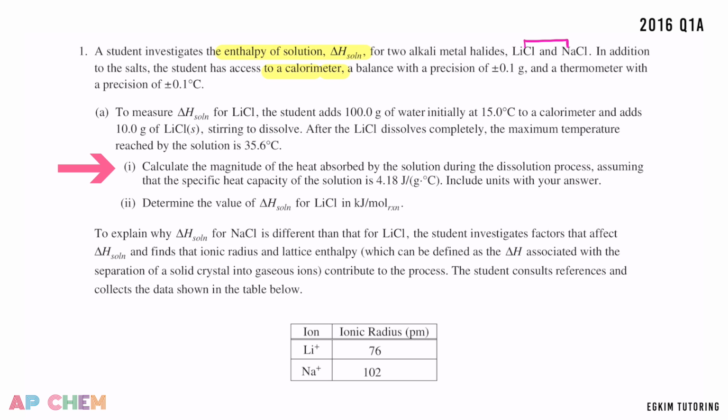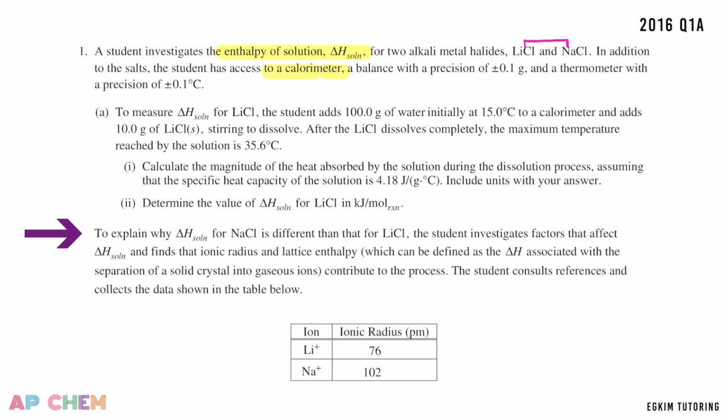Part 1 says, calculate the magnitude of the heat absorbed by the solution during the dissolution process, assuming that the specific heat capacity of the solution is 4.18 joules per gram degree Celsius. Include units with your answer. Part 2, determine the value of delta H solution for lithium chloride in kilojoules per mole reaction. If you haven't noticed, the units switch. So part 1 actually uses joules and part 2 uses kilojoules. So just be careful when you do calculations.